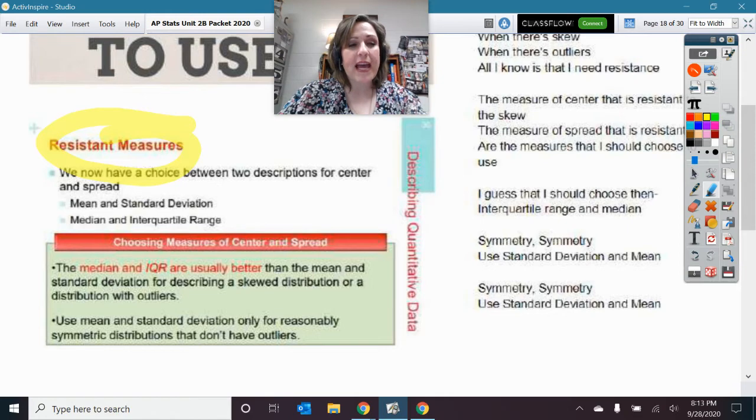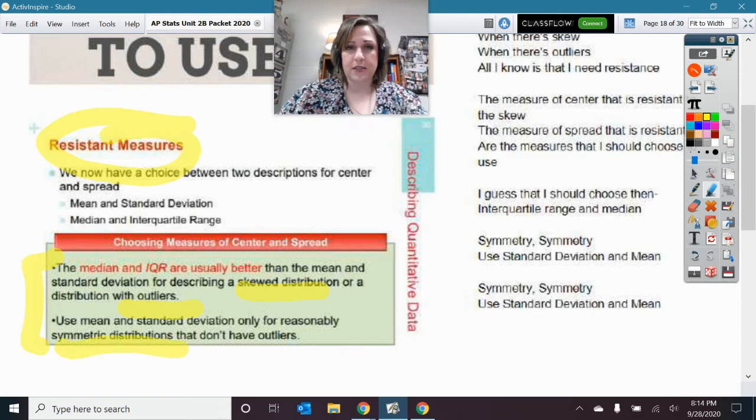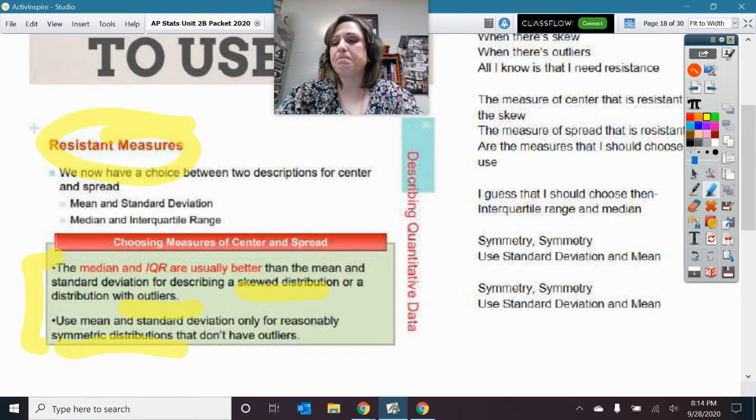resistance means that we are not affected by the skew or the outliers, and we've already said several times, median and IQR are better than mean and standard deviation if we have skew or we have outliers. Use mean and standard deviation only for reasonably symmetric distributions, okay? Now, I have used mean and standard deviation before if it was symmetric, but even if I had some outliers, if it was like symmetric outliers, I had some upper and lower, and maybe I didn't know they were technically outliers until I actually computed that fence.